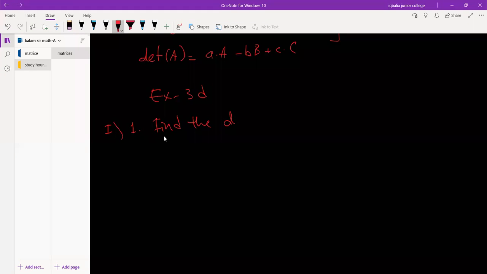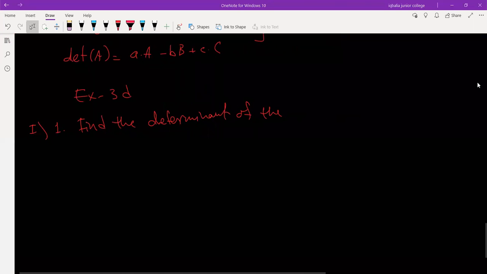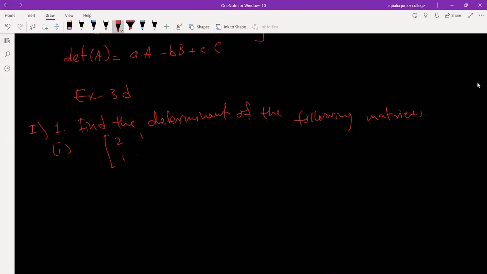Find the determinant of the following matrices. Okay. So now the first part is, if the matrix is 2, 1, 1, minus 5. In this case, we have a 2 by 2 matrix.